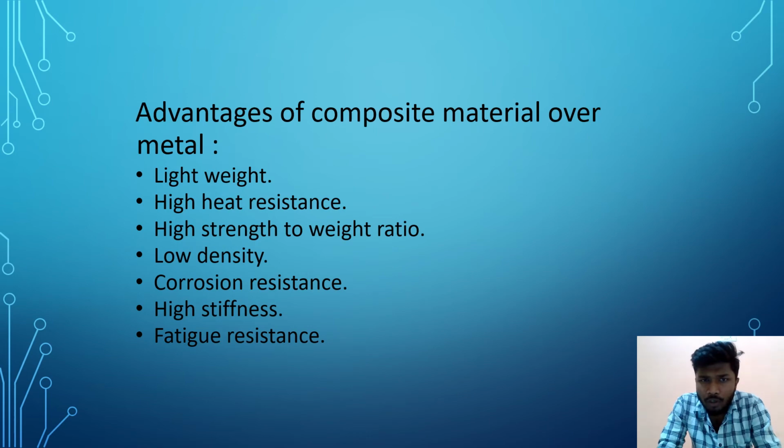Advantages of composite material over metal. They are light in weight, have high heat resistance, high strength to weight ratio, low density, high corrosion resistance, and they have high stiffness and fatigue resistance.